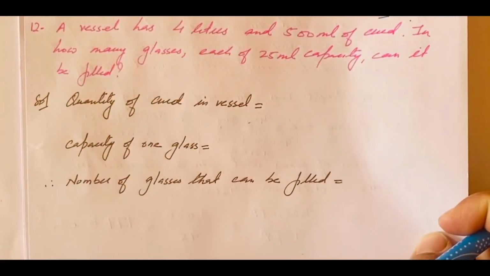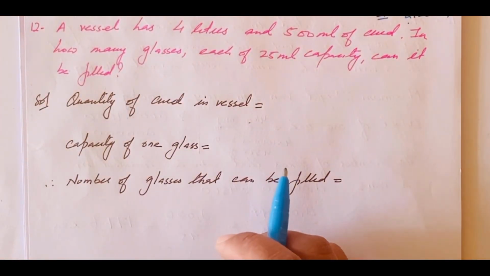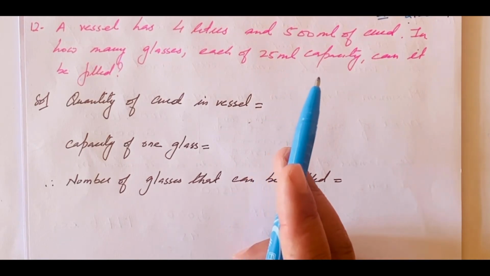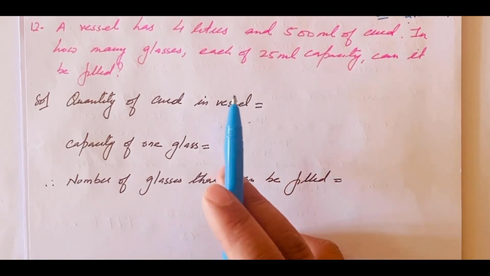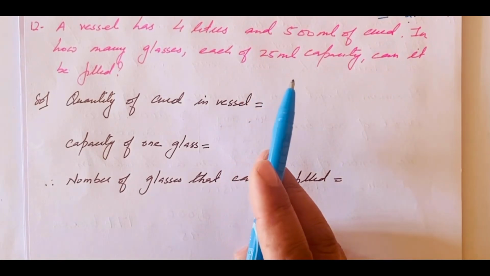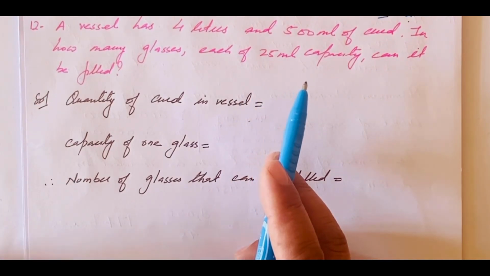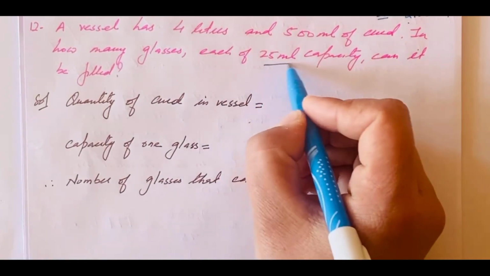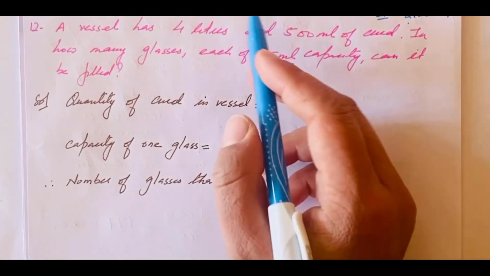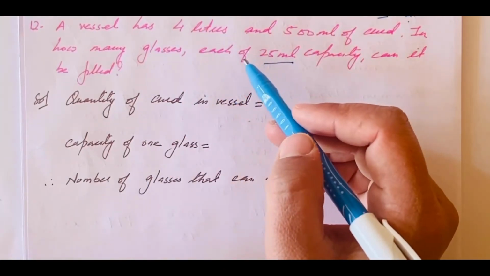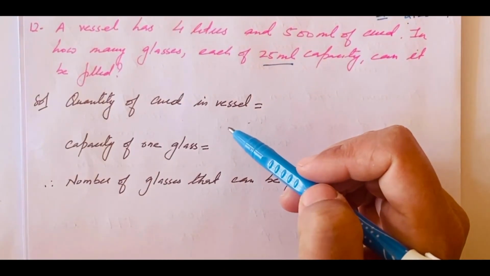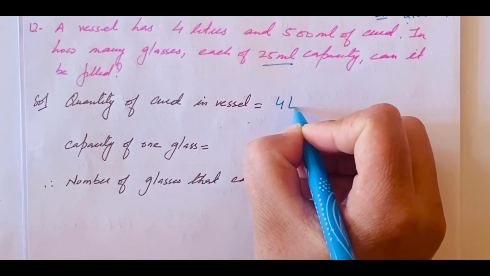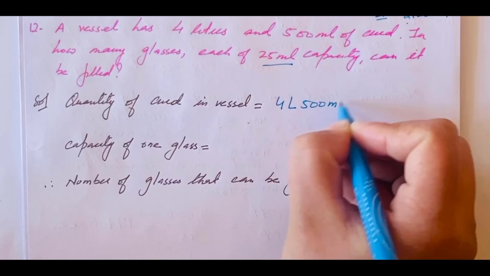A vessel has 4 liter 500 milliliter of curd. In how many glasses, each of 225 milliliter capacity, can it be filled? Each glass has this much capacity. How many glasses can be filled with this quantity of curd? The quantity of curd in the vessel is 4 liter 500 milliliter.